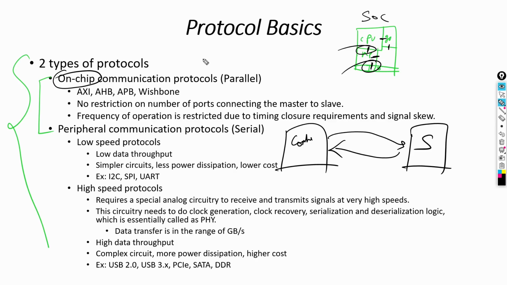It depends on what? It depends on frequency and bandwidth, and performance, PPA: power, performance, area. We need less power, we need more performance, we need less area. So based on this trade-off, we decide which protocol to choose. Similarly, there are two sets of protocol for off-chip, low speed and high speed.